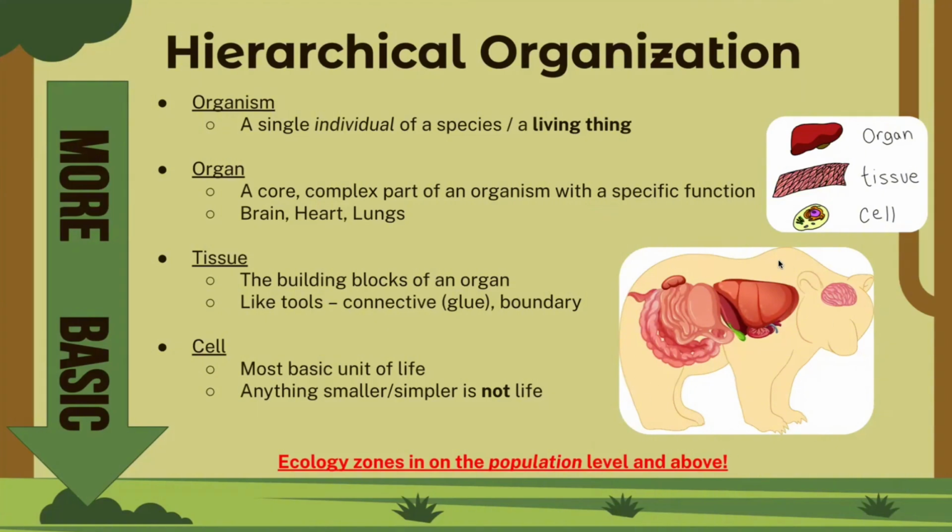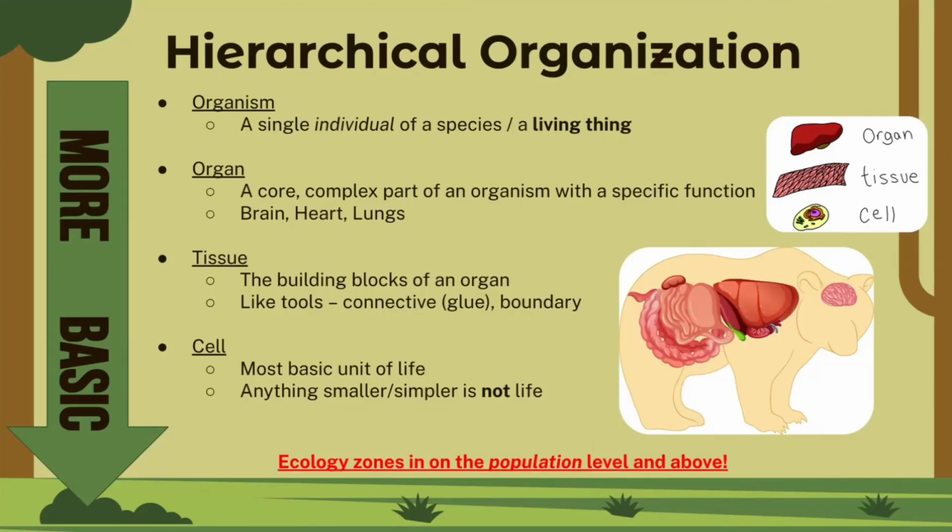But in an organism, there are many different things working together to keep you functioning, to keep you a living thing. We call these organs, which is basically a complex part of yourself that has a specific function. For example, your brain sends nervous signals throughout your body, your heart pumps blood, etc. Now, your organ is made up of even simpler things called tissues, which are like the building blocks. They're also used as tools all throughout your body, for example, connective tissues and boundary tissues. Connective tissues serve as glue in your body, holding it together.